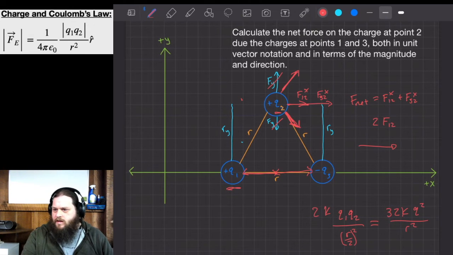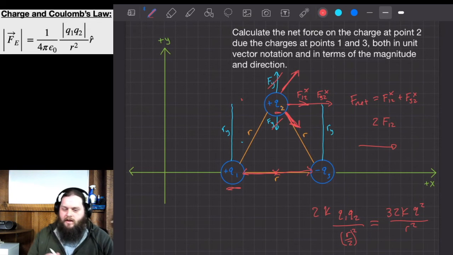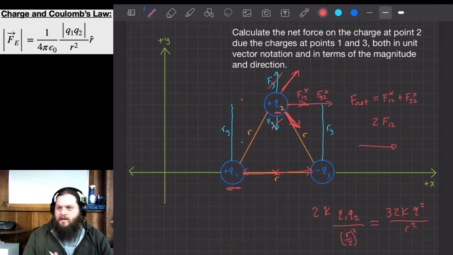Any questions on that type of problem? The idea of looking at the free body diagram, breaking things up into the components, noticing the symmetry between the y's and canceling those out, and noticing the general symmetry with the same magnitudes in the x direction, so we could just double it without having to calculate each of them individually.